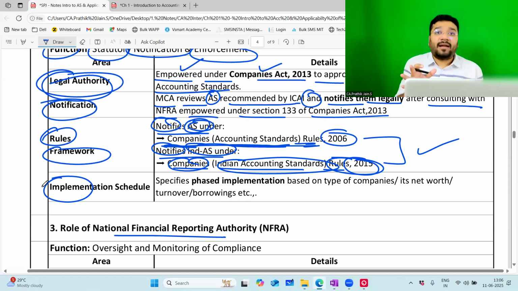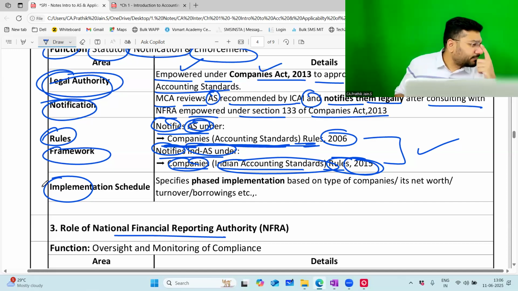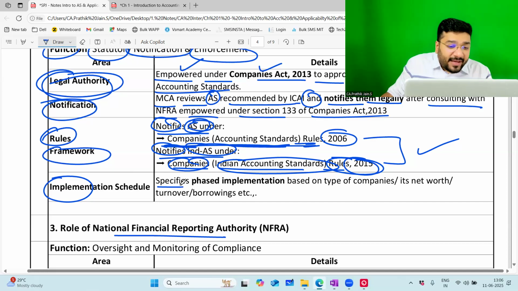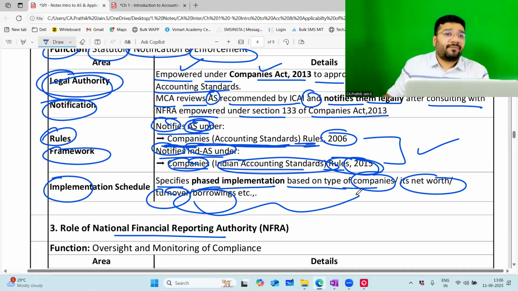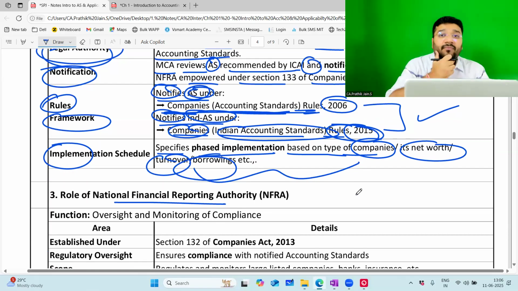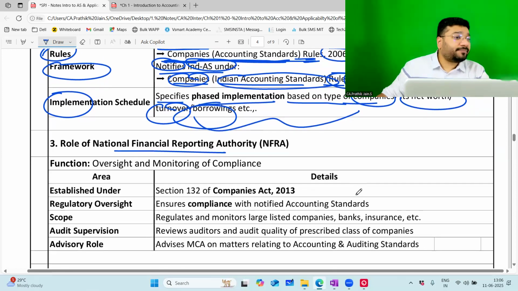When I'm saying phased manner, I'm not just talking about Ind AS. Even the accounting standard was implemented in a phased manner. When the accounting standard was created, it was not made applicable on everybody. In a phased manner, it was made applicable. Am I loud and clear? It specifies phased implementation based on the type of companies, their net worth, turnover, borrowing. Depending on all these factors, the implementation of AS and Ind AS was done. Any problem here?